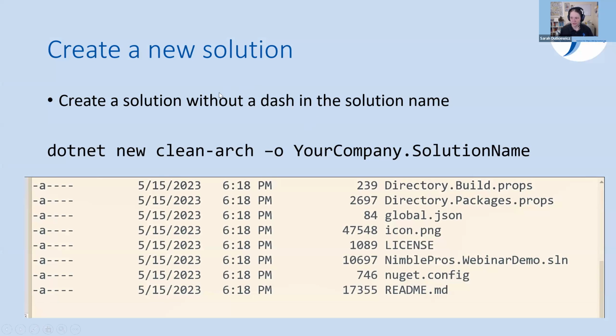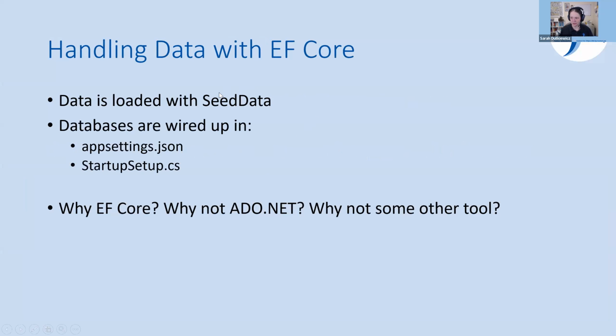All right. We showed that. So our databases, I showed they're wired up in startup setup, which is over in the infrastructure project. The appsettings.json is where you'll store the connection string within the web project. And then Program.cs is where you tell it which key in appsettings to use for your connection string. And that's Program.cs within your web project.